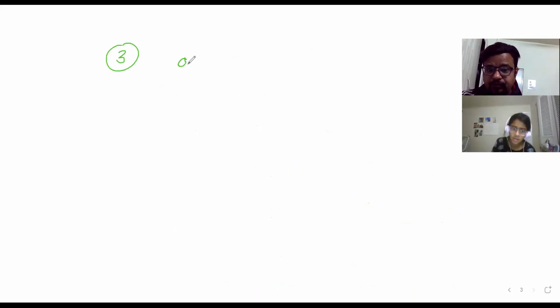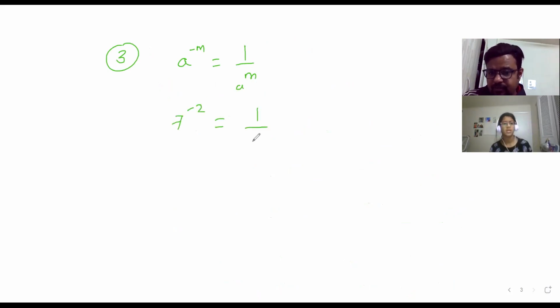Here, a raised to minus m is there. So it becomes 1 upon a raised to plus m. It means like 7 raised to minus 2 is there. It means 1 upon 7 raised to plus 2. This 7 raised to minus 2, if we have written it like this, 1 over 7 raised to 2, then this minus 2 becomes plus 2. That means like I don't get it, where the fraction came from.